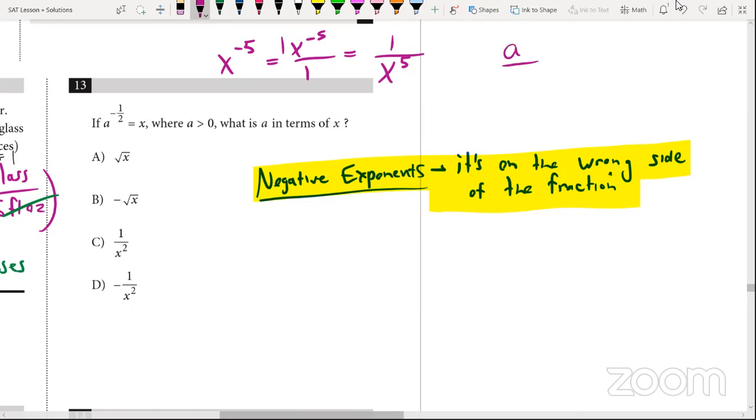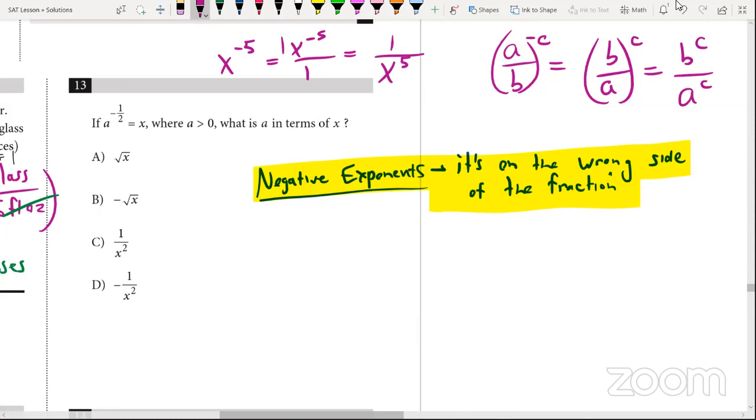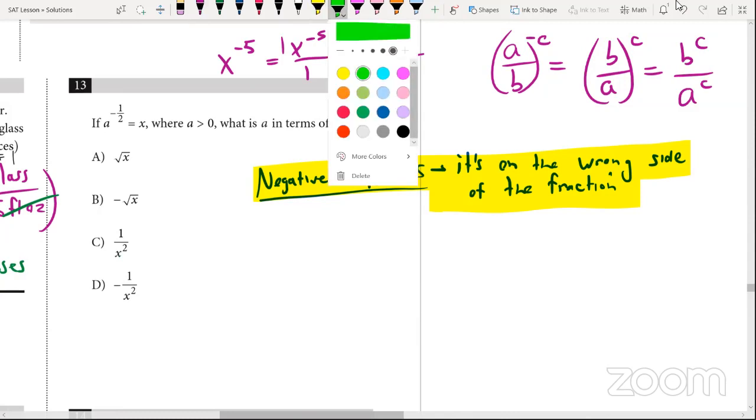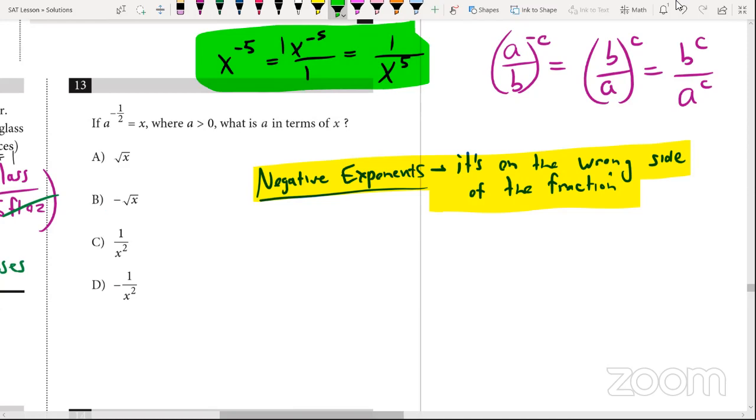Or another example would be a over b to the negative c. If I had a over b to the c, it would just be a to the c over b to the c. But with the negative, that means that everything inside of the parentheses is on the wrong side of the fraction. So to get rid of that negative, we flip it over, move both things to the opposite side of the fraction, and taking care of that gets rid of the negative exponent. And now we would have b to the c over a to the c. So just a couple of applications of negative exponents in action.